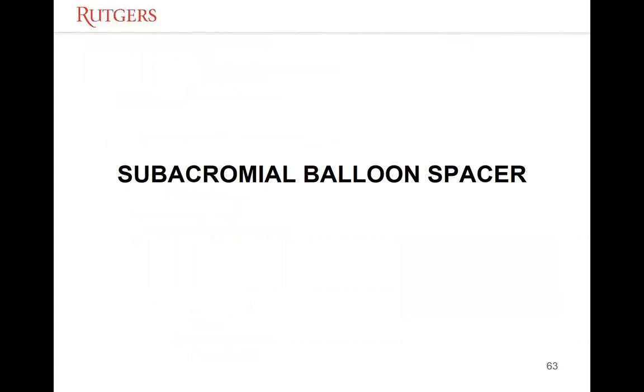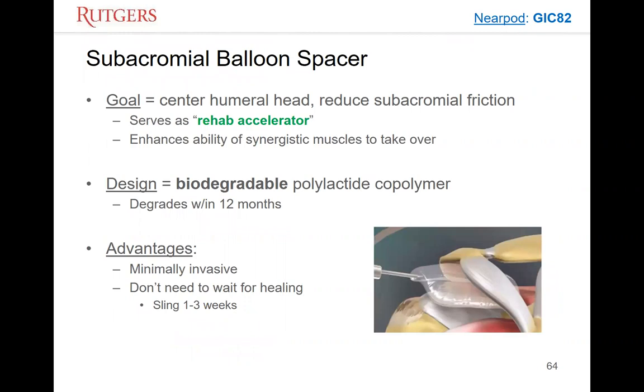The next intervention we'll talk about is the subacromial balloon spacer. This has only really been in use for the last decade, primarily in Europe. It's a biodegradable polylactide copolymer that is arthroscopically inserted into the subacromial space to center the humeral head and reduce subacromial friction. It does nothing to heal the rotator cuff, but rather it serves as a rehab accelerator and enhances the ability of the synergistic muscles about the shoulder to take over the rotator cuff function. It's designed to fully degrade within 6 to 12 months.